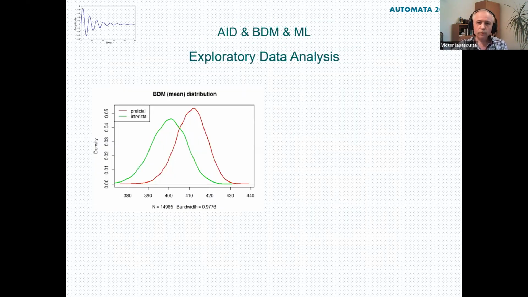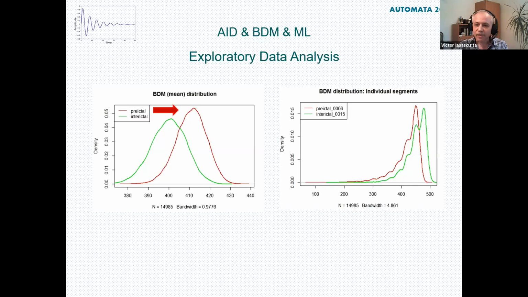If we apply simple exploratory data analysis, like density distribution, calculating mean BDM and plotting this distribution, we can see that we have an evident shift of the BDM coming from the preictal group. But if we analyze separate segments, we can be confused because we can get a completely opposite shift. So you can see this on the screen. I hope my camera does not overlap.